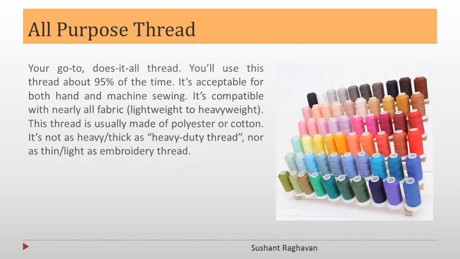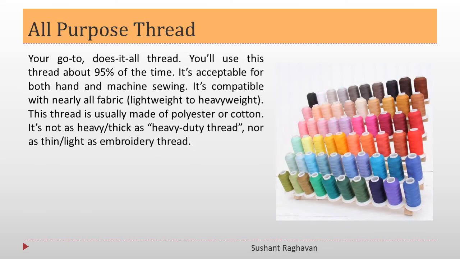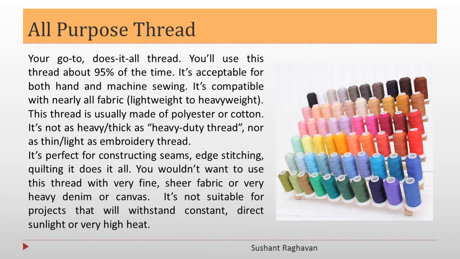All-purpose thread. Your go-to does-it-all thread. You will use this thread about 95% of the time. It's acceptable for both hand and sewing machine. It's compatible with nearly all fabric, lightweight to heavyweight. This thread is usually made of polyester or cotton. It's not as thick as heavy-duty thread, nor as thin as embroidery thread. It's perfect for constructing seams, edge stitching, quilting.